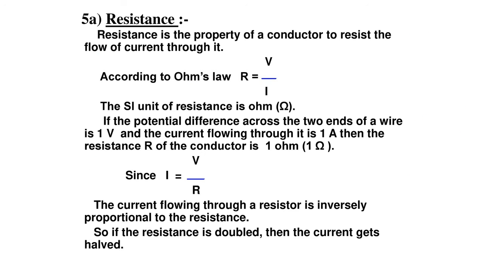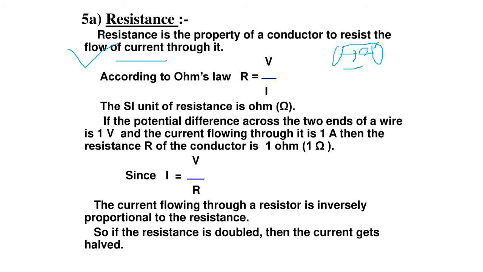Again, in detail, they have given about the resistance. Resistance is the property of a conductor to resist the flow of current through it. For example, this is the conductor. What is the function of a resistor? It will resist, or it will try to stop the flow of the what? The current. It will try to stop the flow of the electrons through it.